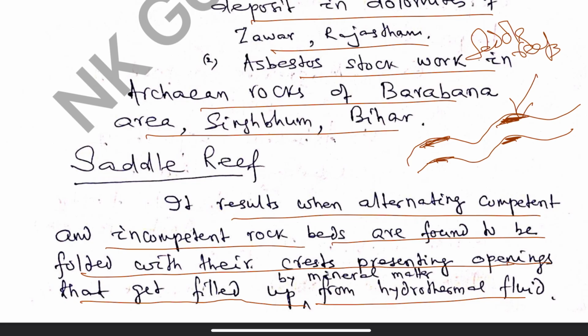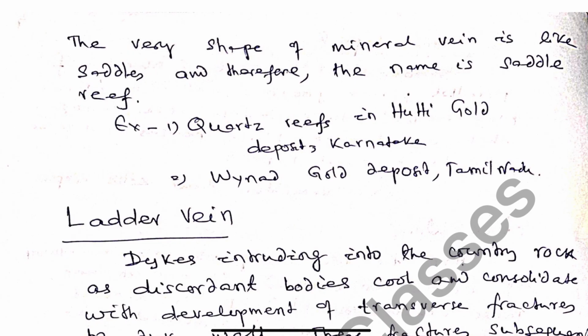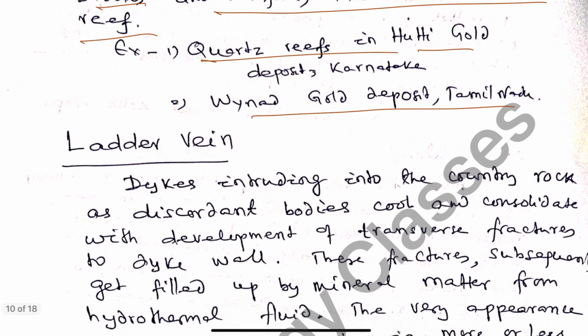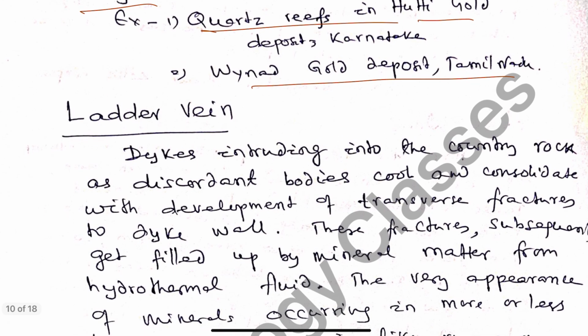Because of tension, cracks develop or open spaces develop along the crest regions, and these are found to be filled up by mineral matter passing through the bedding planes and showing concentration of deposit in the crests. The very shape of the mineral vein is like that of a saddle, and therefore it is called saddle leaf, such as quartz reefs in Hutti gold field, Wayanad gold deposits of Tamil Nadu. Now let us discuss what is the ladder vein.